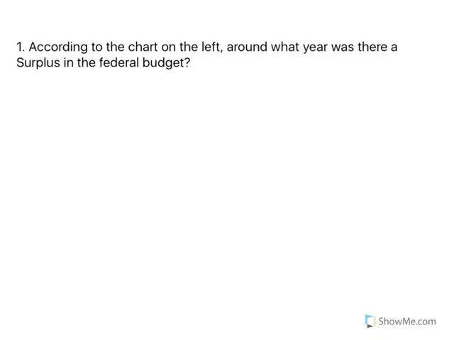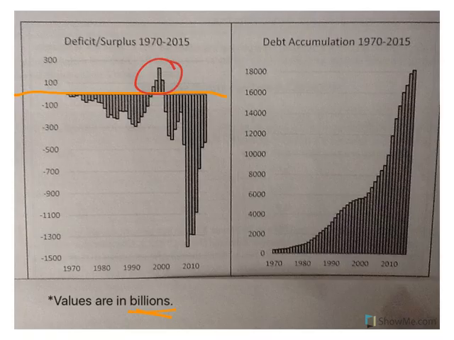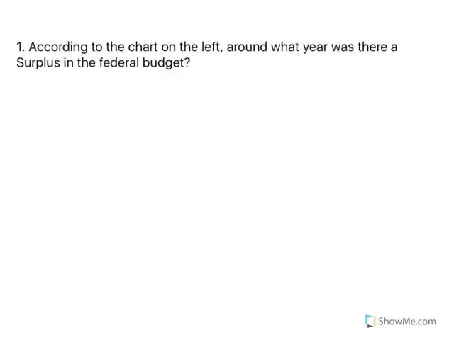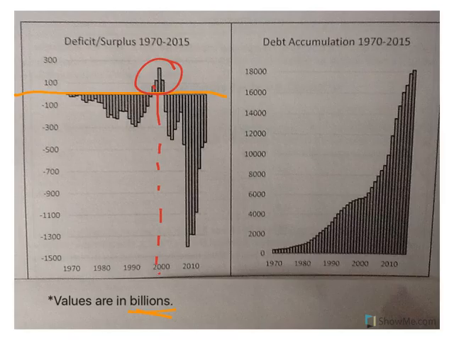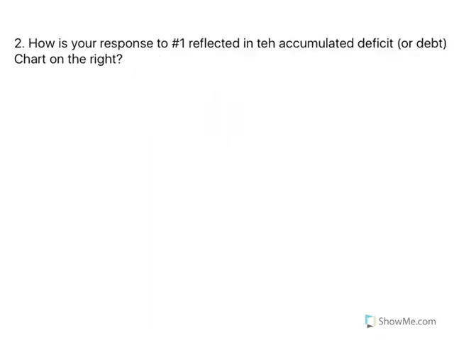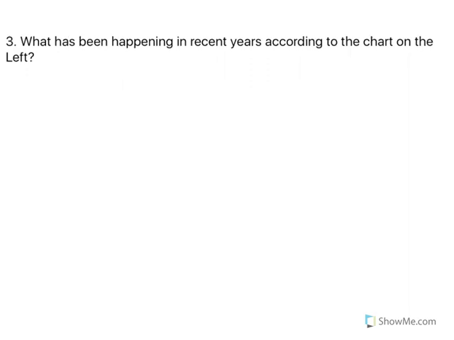Number 1, according to the chart on the left, around what year was there a surplus? Surplus is when it's above, so that corresponds to right around the year 2000. Okay, so there was a surplus in 2000. Now, how is it reflected in the accumulated deficit chart on the right? If we go to the chart on the right, here's 2000. You can see that around 2000 is where the accumulation flatlined, meaning there was no more accumulation. It wasn't continuing to get bigger. It kind of evened out.